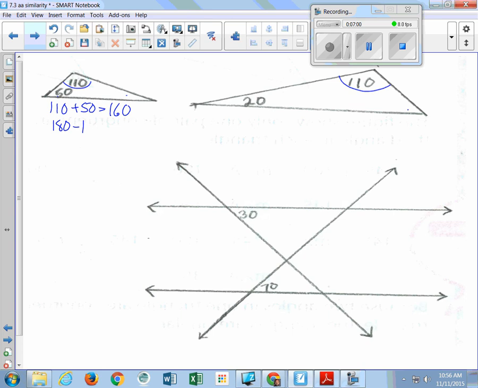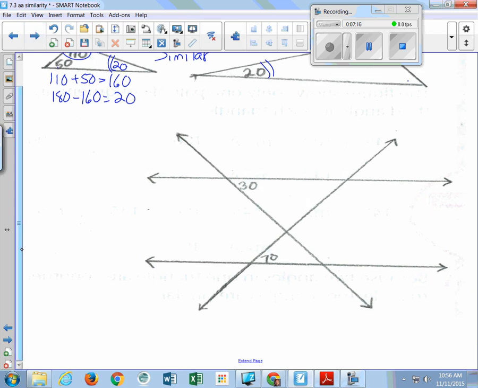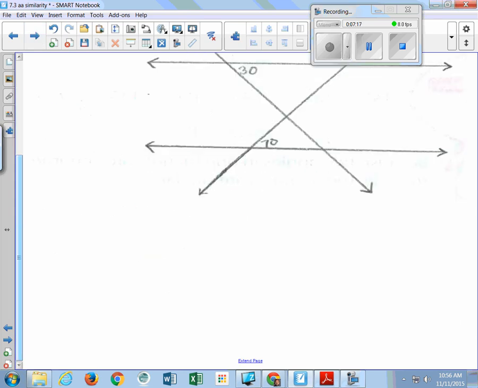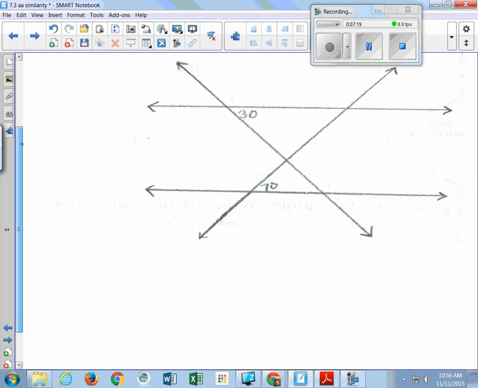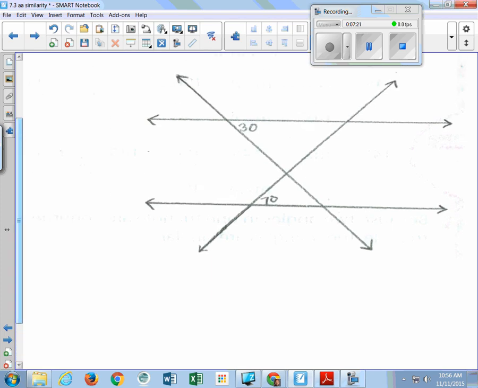180 minus the 160 equals 20. That one's 20, 20. Two angles. They're similar. Okay. All right, the next one. This is where it can be a little tricky. We have to use our parallel cut by transversal rules.